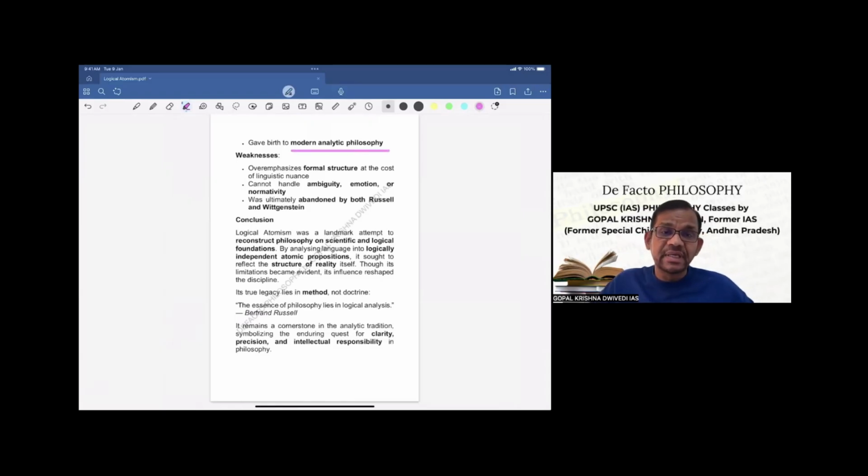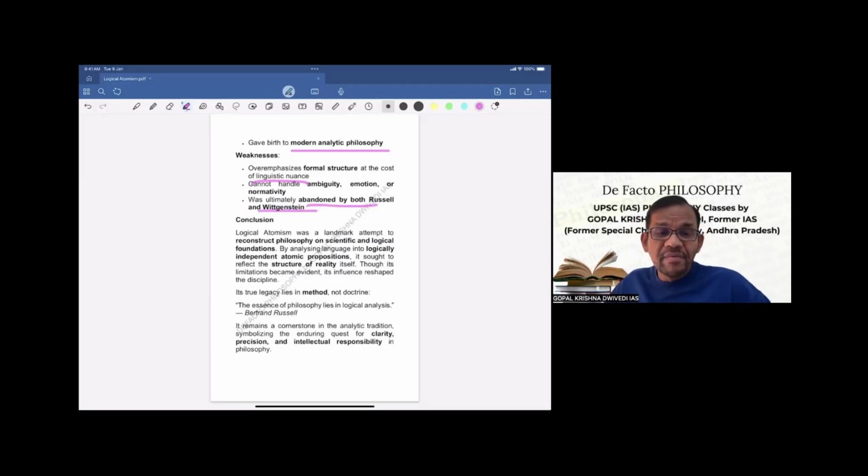Weaknesses: it overemphasizes formal structure at the cost of linguistic nuance. It overemphasizes language; you cannot explain the whole of philosophy through language analysis only. That's the point. Then it cannot handle ambiguity, emotion, or normativity. Normativity is again ethical matters. It was ultimately abandoned by both Russell and Wittgenstein at later stages.